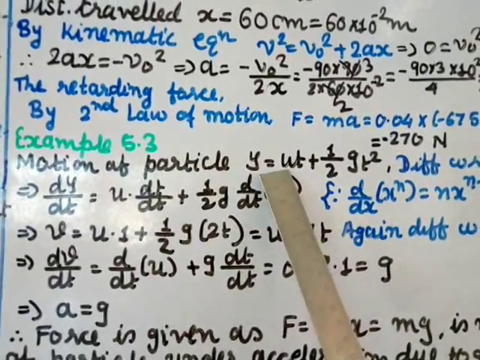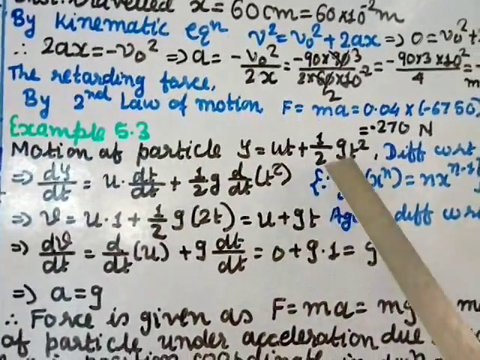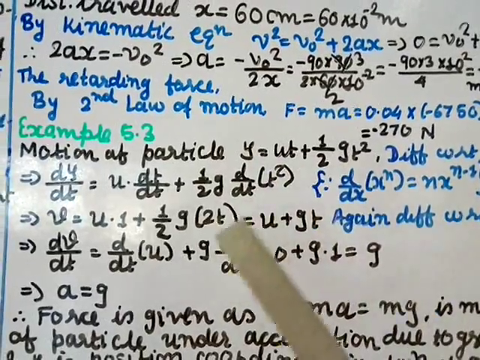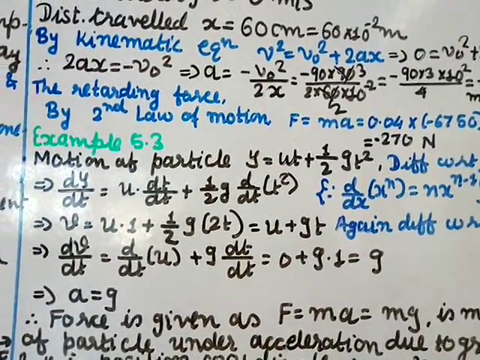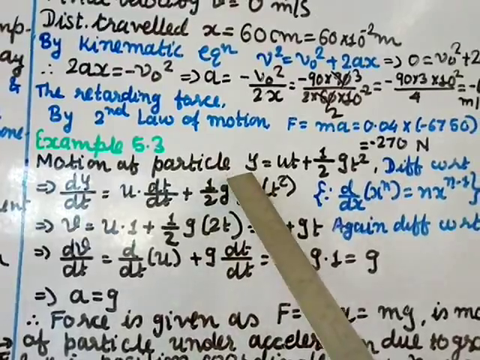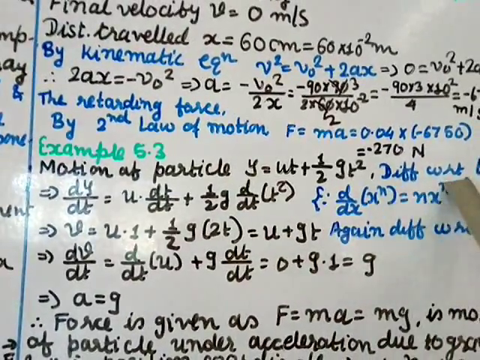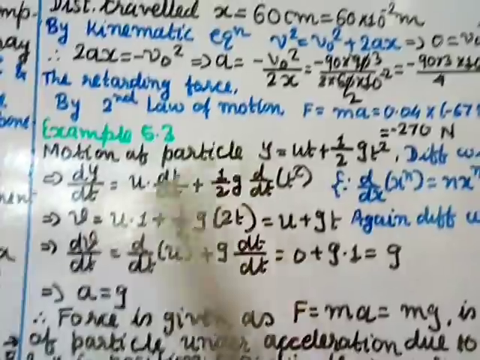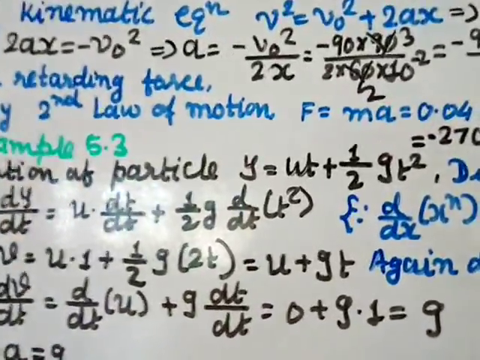u is the velocity, you can call initial velocity, g is the acceleration, and t is the time, right? So let us differentiate this. To find the velocity, you have to differentiate this with respect to time. So differentiate with respect to t, that is time, right? And you know the derivative, I have taught you in mathematics.